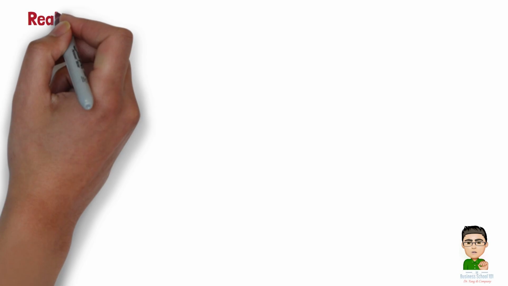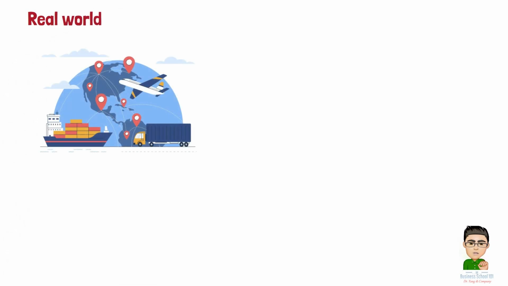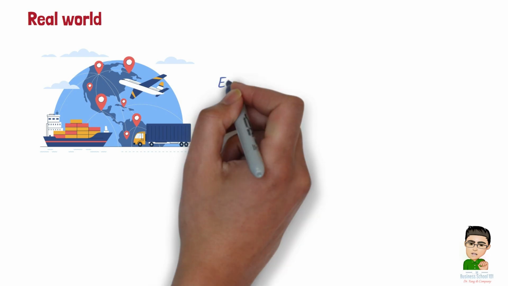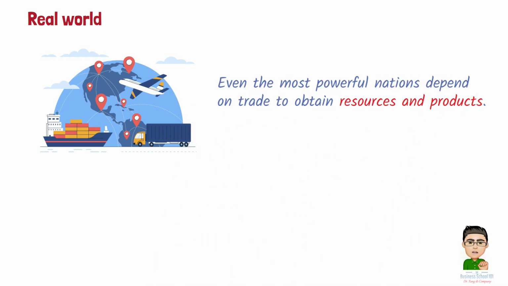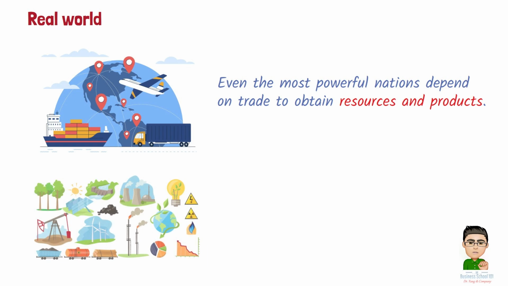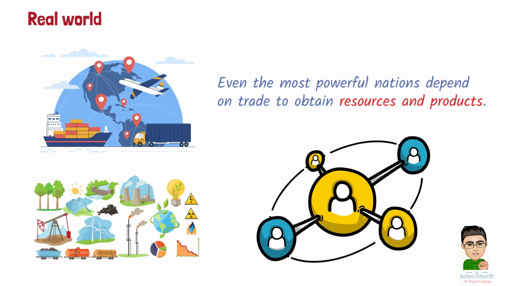In the real world, this concept scales up to entire countries. No country is self-sufficient. Even the most powerful nations depend on trade to obtain resources and products they either can't produce themselves or can't produce efficiently. This interdependence creates a global network of trade, linking people and nations in a web of economic relationships.